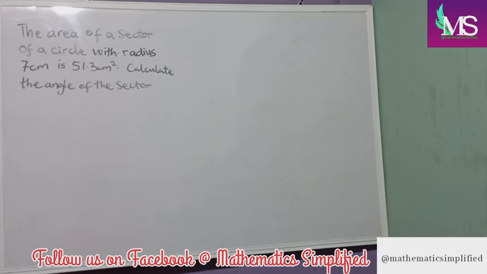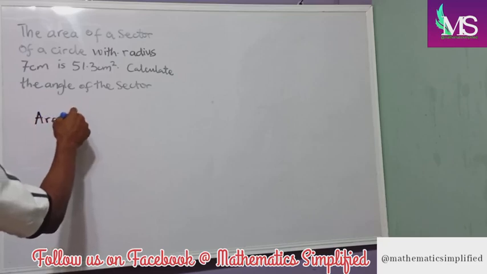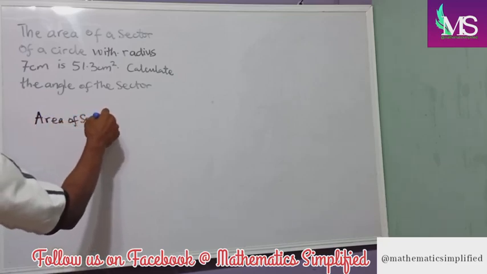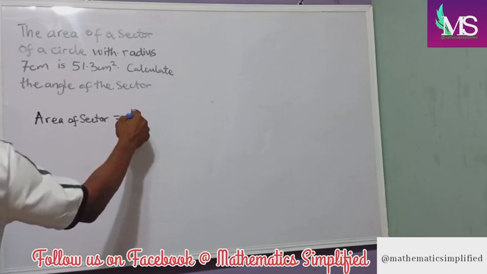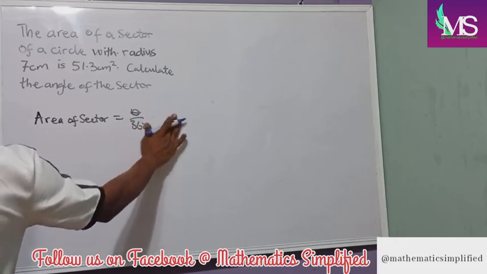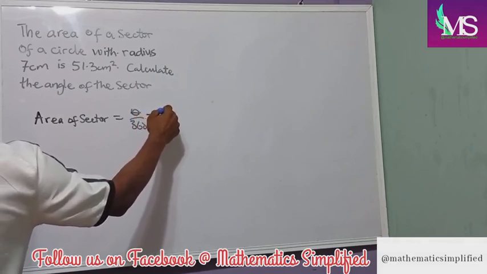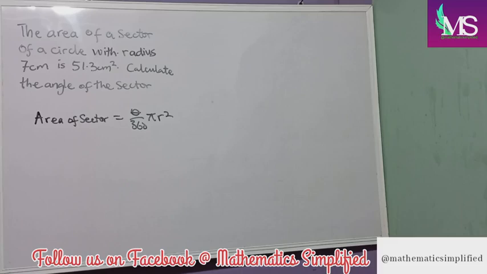The area of a sector of a circle with radius 7 cm is 51.3 cm squared. Calculate the angle of the sector. Now, in finding the area of a sector, we know that the area of a sector equals theta over 360 times pi r squared.